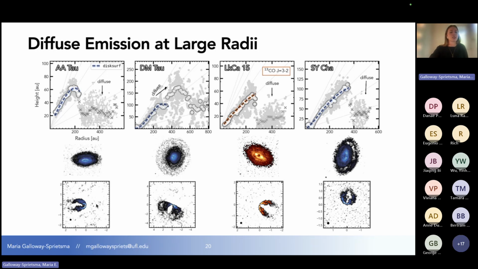I think it's particularly visible in the channel maps here, these outer regions. Hope you can see my mouse, here and here. And in DM Tau, this is a slightly different morphology, but again, we have this really low signal to noise diffuse emission and no well-defined front or back surface.